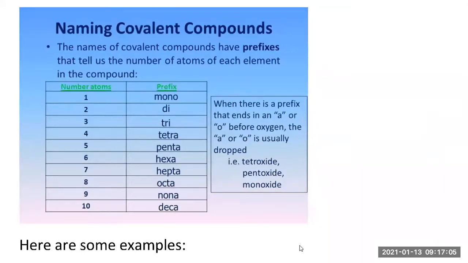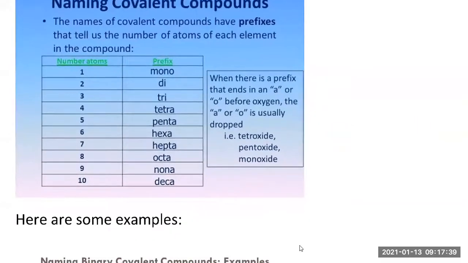A couple little notes as far as spelling goes. Notice here it says that when a prefix that ends in A or O is put before oxygen, they usually drop it. In other words, you don't do tetra-oxide if there's 4 oxygens; you drop that A and it's tetroxide or pentoxide. So some of these prefixes end in A, and if it's before oxygen, we drop that A. That's just a quick thing for spelling. You do have this here, and like I said, you can use it as a reference.